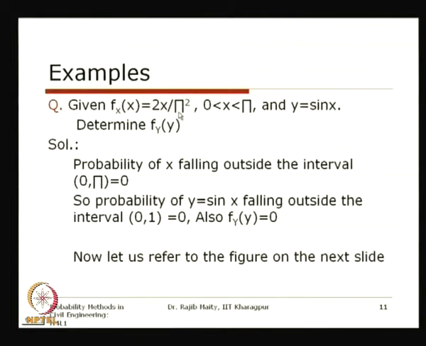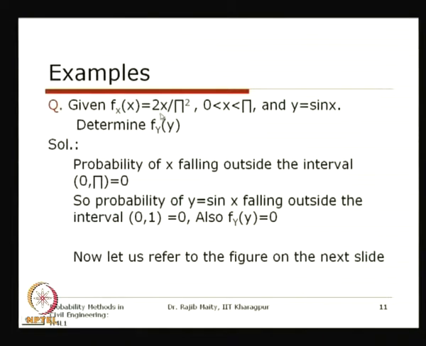The first condition, we know that it should be greater than or equal to 0. As long as it is between 0 and pi, this function is greater than 0, and you can follow a simple integration from 0 to pi of this function. You will see that it comes to 1. So this is a valid PDF, but that is not our focus now.